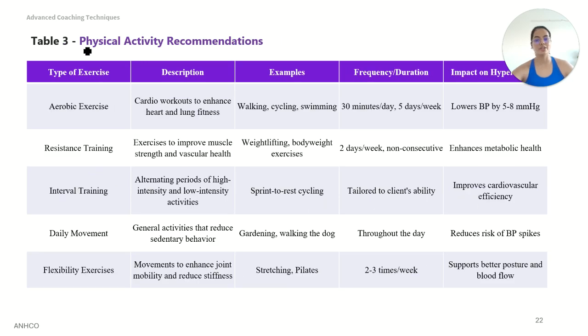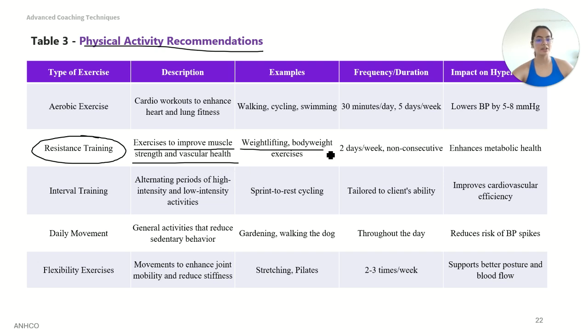Table number 3 looks at the physical activity recommendations. Let's have a look at resistance training as a type of exercise. Description is that these exercises improve muscle strength and vascular health. Example, weightlifting, bodyweight exercises. Frequency or duration would be 2 to 3 days a week, non-consecutive, and its impact is that it enhances metabolic health.